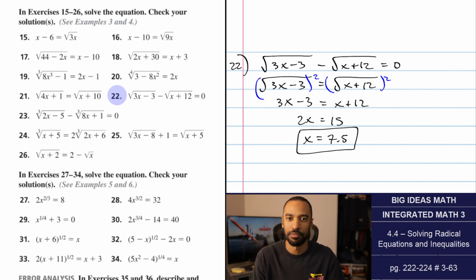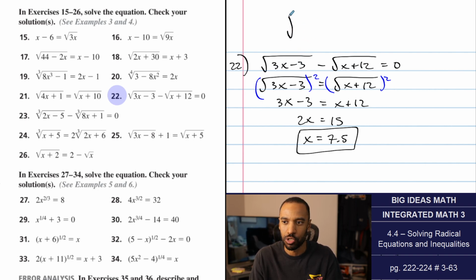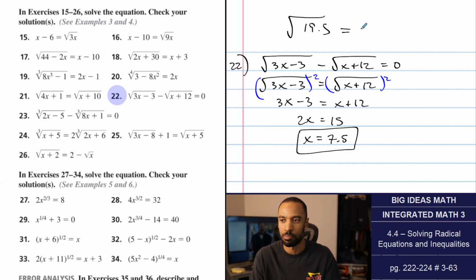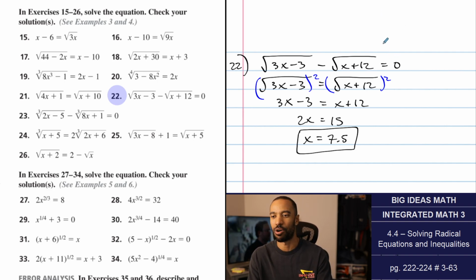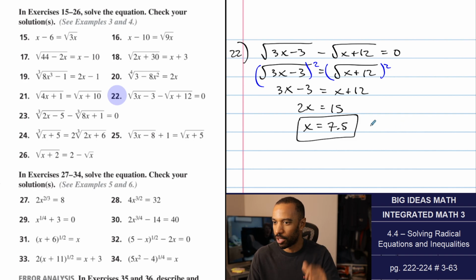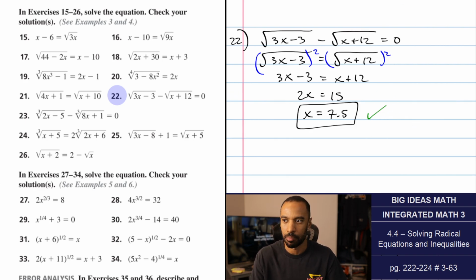X equals 7.5. Now double check that one. We get 3 times 7.5, which is 22.5, minus 3, that's 19.5. So root 19.5 equals, and I'm going to use this one, by the way, 7.5 plus 12 is 19.5, so root 19.5. Sorry, I wrote that with my mouse for some reason. Hey, that all checks out. We're all good to go. I'm just going to write a check mark on these. I am mentally double checking on some that I feel I can.